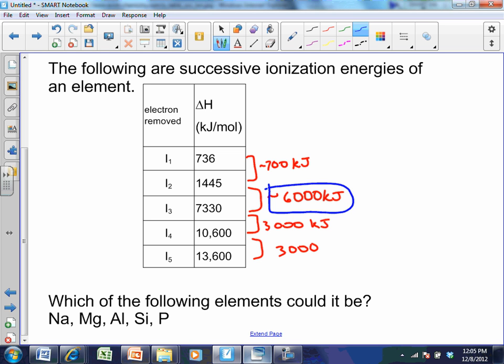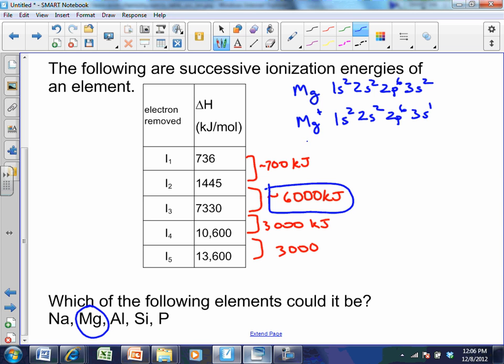So which of the following would it be? A common misconception is to say I3 and pick aluminum, and then you got the question wrong. No. Make sure that you understand electron configuration. The answer is Mg. Why? Mg is 1s2, 2s2, 2p6, 3s2. The first ionization energy removes the first electron from magnesium, resulting in the Mg+ ion, which is 1s2, 2s2, 2p6, 3s1. The second electron removed results in Mg2+, which is 1s2, 2s2, 2p6, 3s0. There's no electron there.